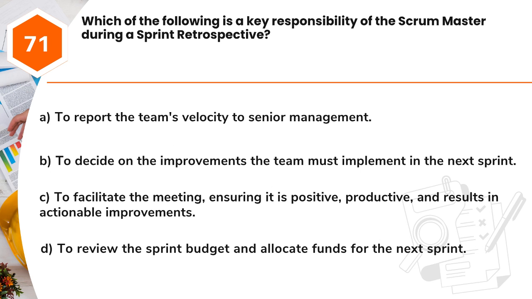Question 71. Which of the following is a key responsibility of the Scrum Master during a sprint retrospective? A. To report the team's velocity to senior management. B. To decide on the improvements the team must implement in the next sprint. C. To facilitate the meeting, ensuring it is positive, productive, and results in actionable improvements. D. To review the sprint budget and allocate funds for the next sprint.